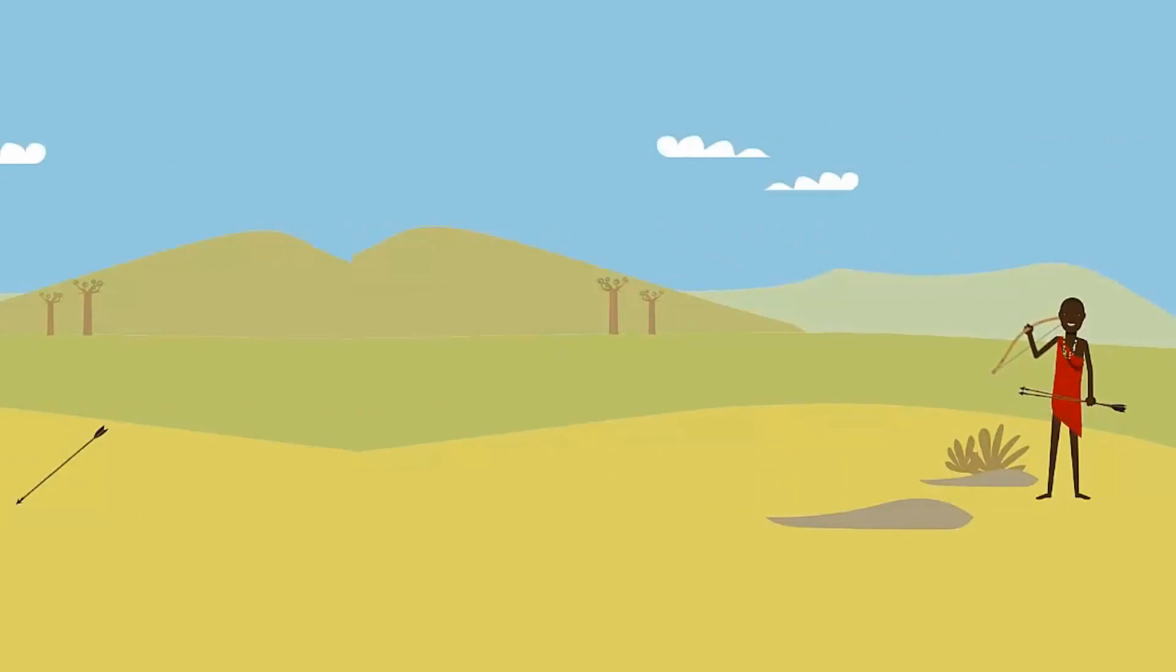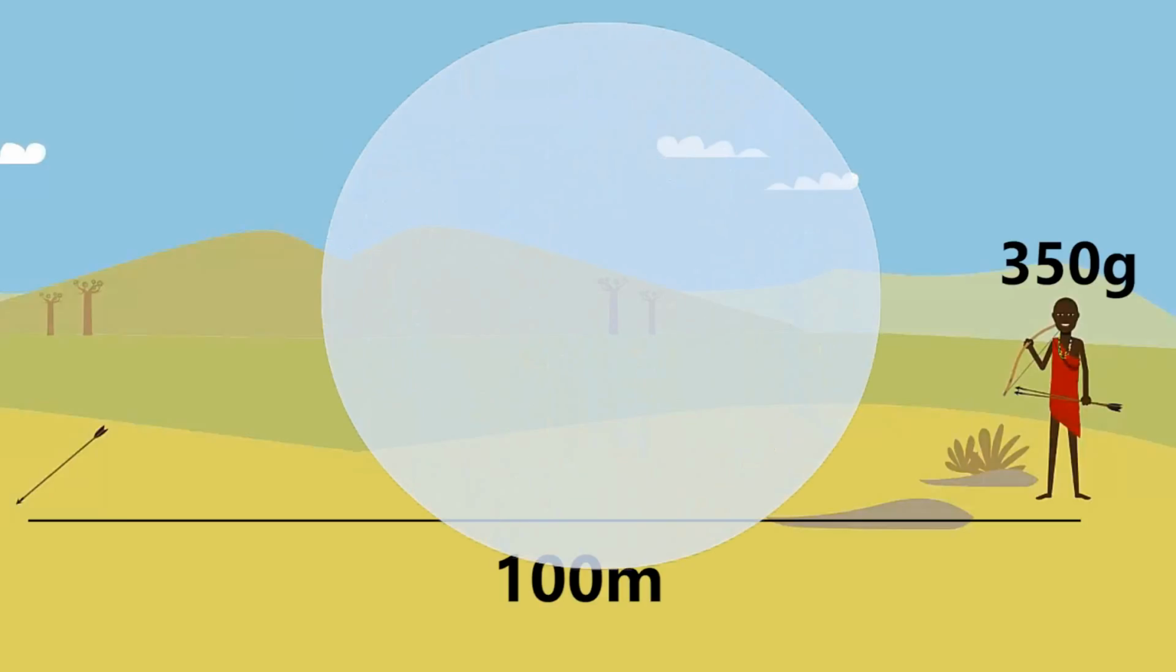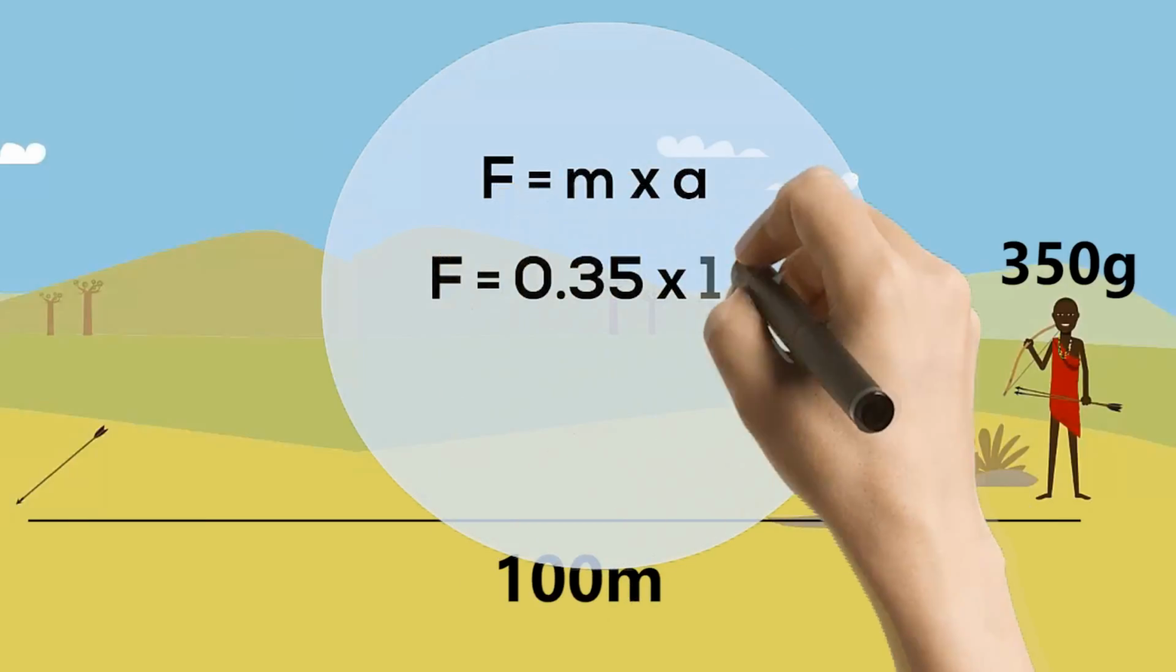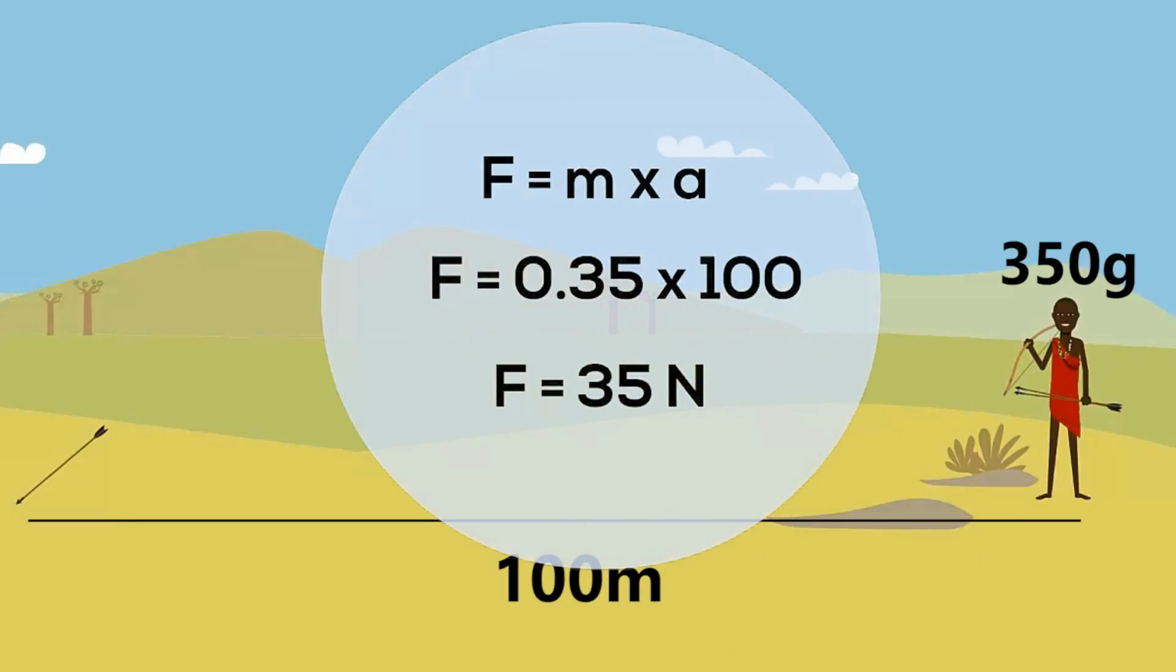The accelerated distance is 100 meters, and the mass of that arrow is 350 grams. Now let's find the force applied. Force equals mass times acceleration. 0.35 times 100 is 35. Force applied is 35 Newton.